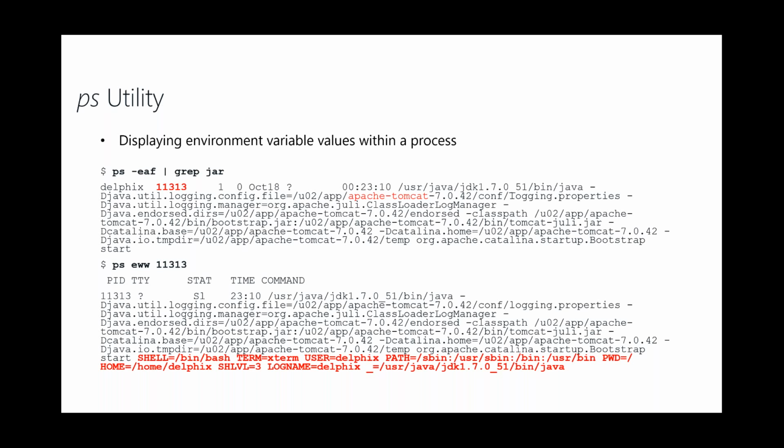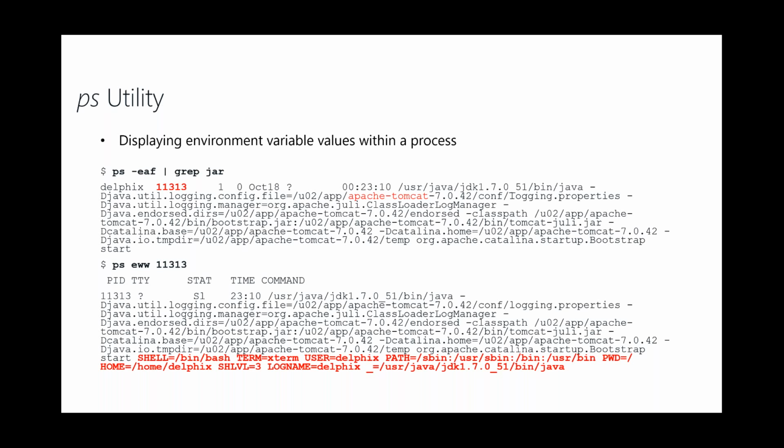I can then do a ps -eww on 11313, and eww tells me a little bit more about that individual process. It tells me what it's using for its shell. It tells me where the terminal is coming from, the user, the path that it's utilizing. The password, if it was in plain text, would be displayed. So this gives you a little bit of security information.